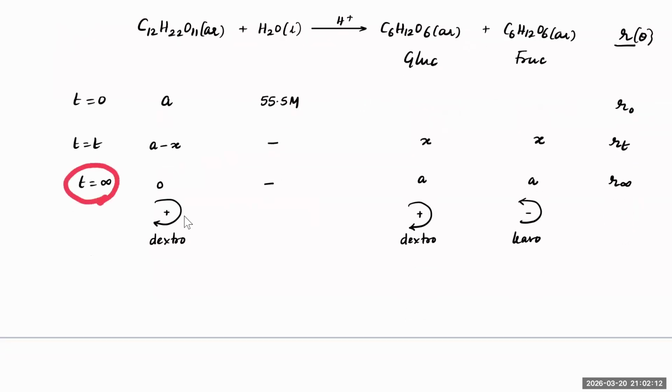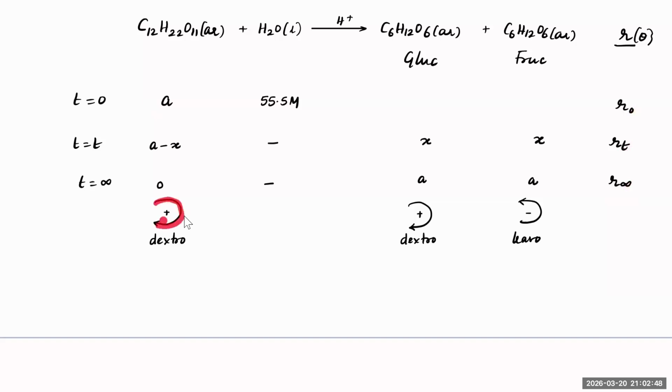And at infinity, when there is no sucrose, all of this A is converted into A moles of glucose and A moles of fructose. In that case, the optical rotation is found to be R infinity. Correct? These three data would be given to us: sucrose hydrolysis is a pseudo first order kinetics, and the optical rotation initially, after time t, and after infinite time.